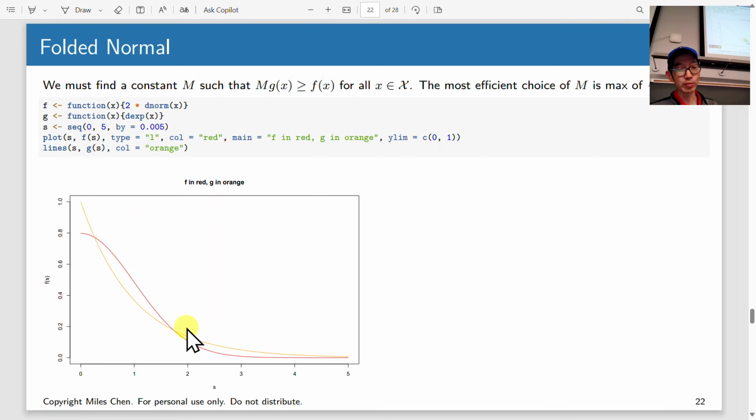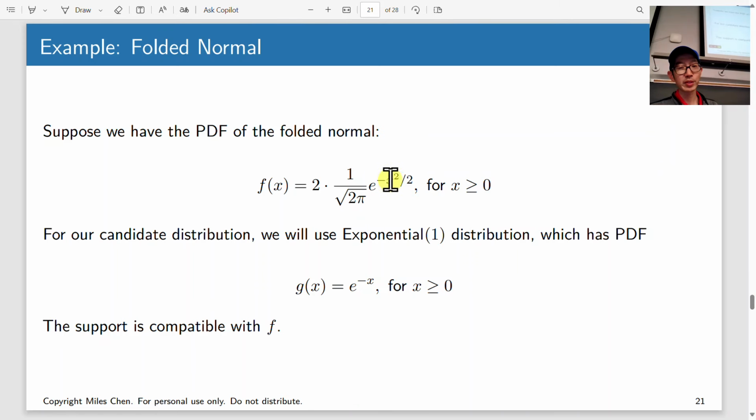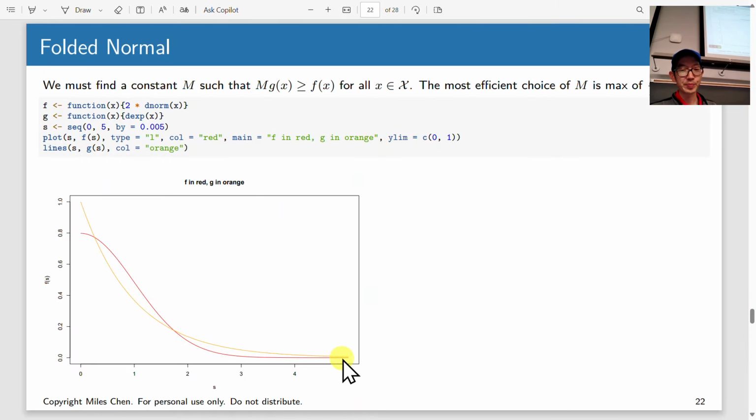The f decays at a rate of basically negative x squared, whereas g decays at a rate of negative x. So g of x is always going to be greater than f of x, once you get out past a certain value here, okay?